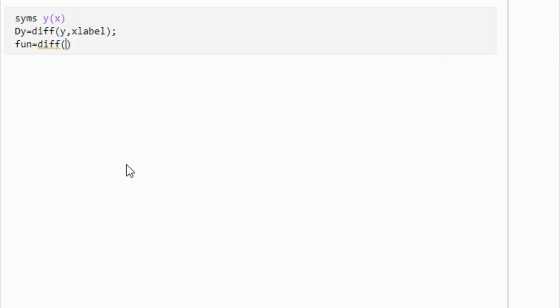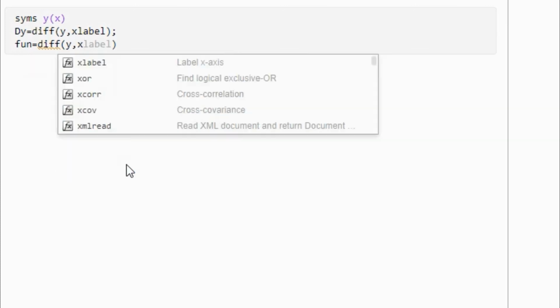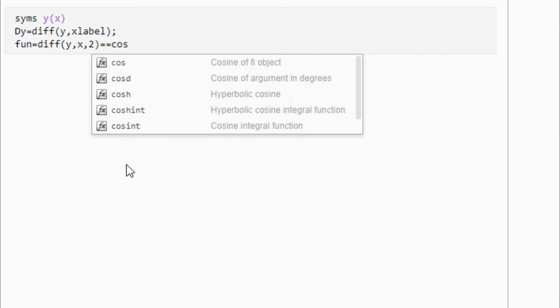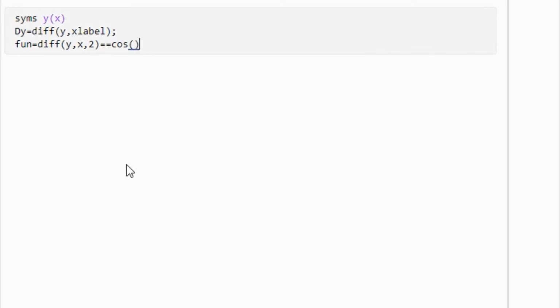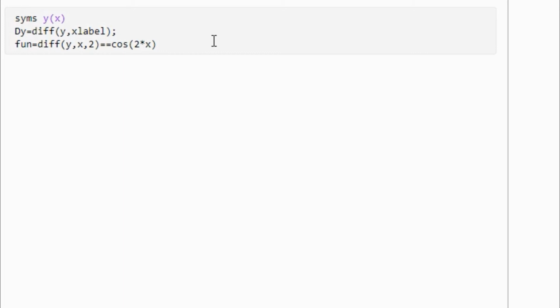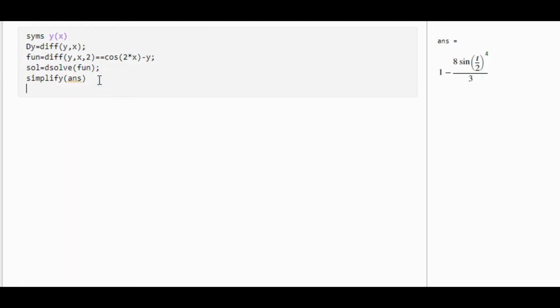fun is equal to diff(y, x, 2), the same code we are typing over here that we have studied in the previous slide, is equal to cos, and inside the parenthesis you will write 2x, 2 multiplied by x. And now you can write solve is equal to dsolve inside the function, simplified function. So this is your required answer.